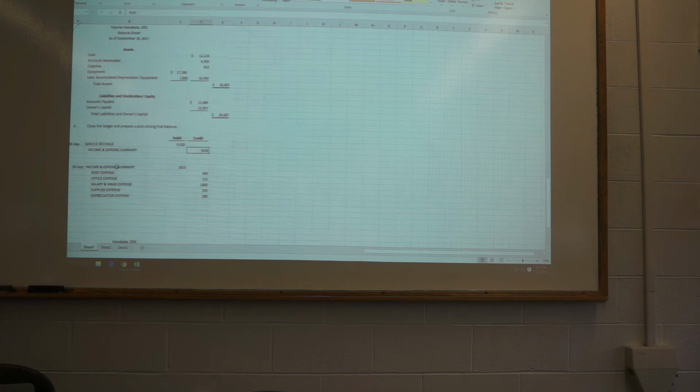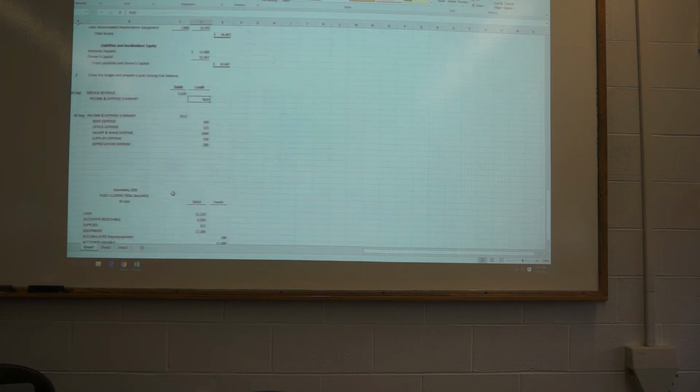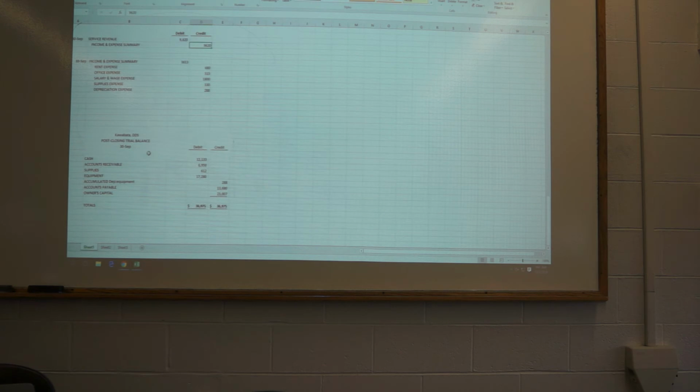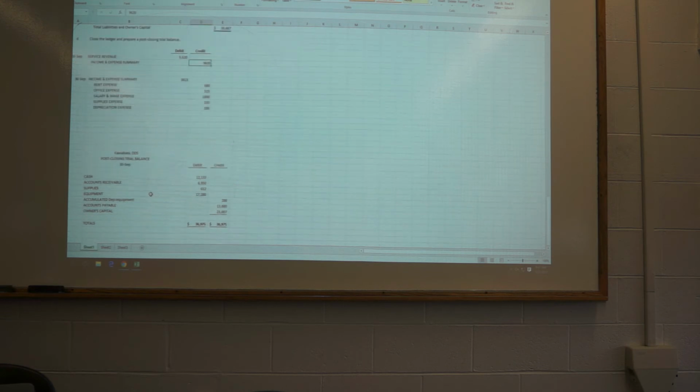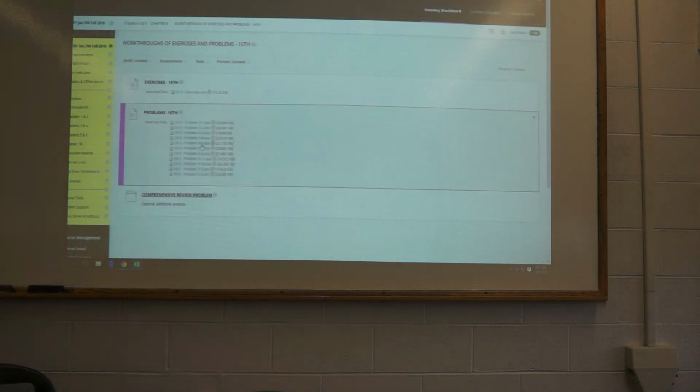Okay, closing entries. There's usually a 4-step process with a corporation, but here we've got service revenue to the income summary, and then all your expenses get closed. And so with your post-closing trial balance, you know that it's only the permanent real accounts, balance sheet accounts that are remaining. All of your expenses, your revenues have been closed. Okay, so that was problem 3.1. And then you also had problem 3.3, so let's take a quick look at that.